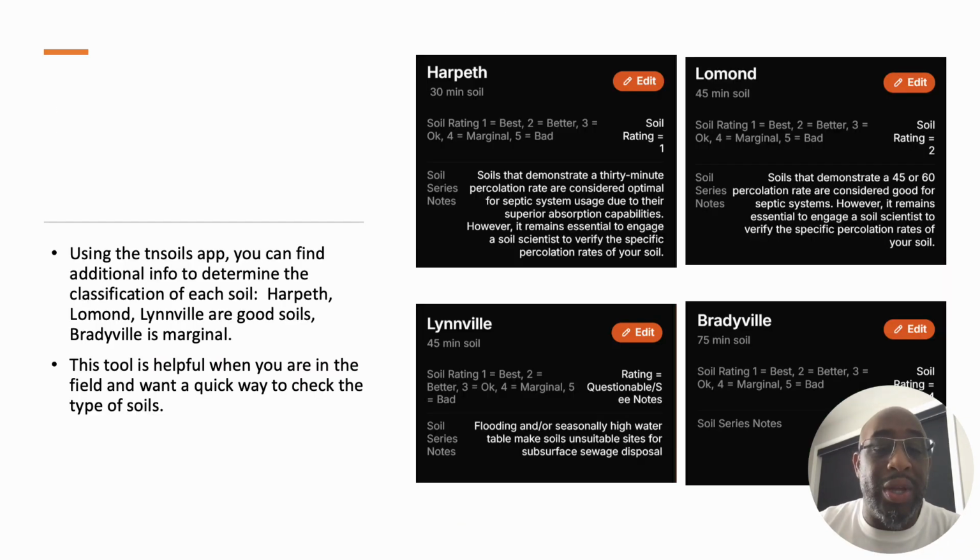So just taking those soils that we did the exercise on, when you hit the compass and you see the soils that are around you, there's Harpeth, there's Lawman, there's Linville, and there's Bradyville. And then each soil has a rating. So you have a rating of 1, you have a rating of 2. Here, this one says questionable, see notes. And then Bradyville is a rating of 4. My icon is hiding it there, but you can see the information for each one of those soils.